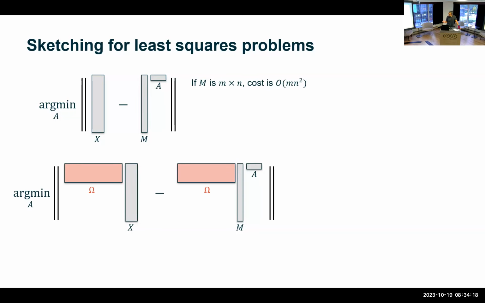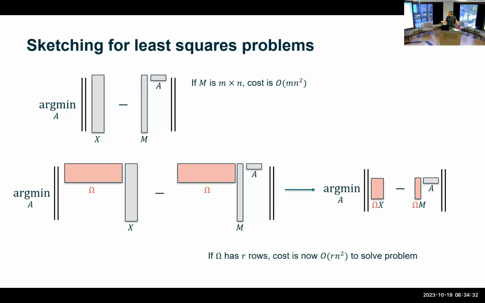In the case of least squares, this can look something like this. We add this omega here, this red matrix, into the least squares problem. If we just ignore how to do this product for now and suppose that it's given to us, then it becomes just a smaller problem. If omega has r rows, then the new cost of solving this problem is now rn squared. So if r is less than m, it becomes cheaper. That's one of the motivations for using the sketching idea in the case of a large least squares problem, which might be too expensive to solve.